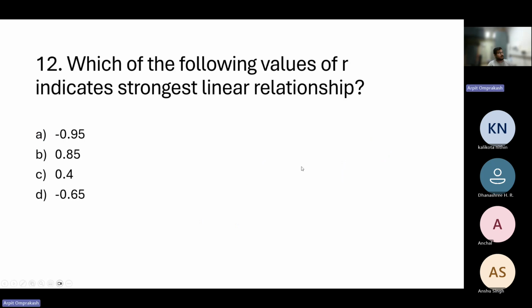Then question number 12, which of the following values of R indicates strongest linear relationship? So we have minus 0.95, 0.85, 0.4, and minus 0.65. So the answer here will be A, minus 0.95, because when we are asked what indicates the strongest linear relationship, we are just looking at the value and not the direction. We are not thinking if it's positive or negative. So minus 0.95 is the strongest linear relationship because it's as close to minus 1. So if your value is close to minus 1 or 1, it gets stronger. If it is close to 0, it's a weak relationship.